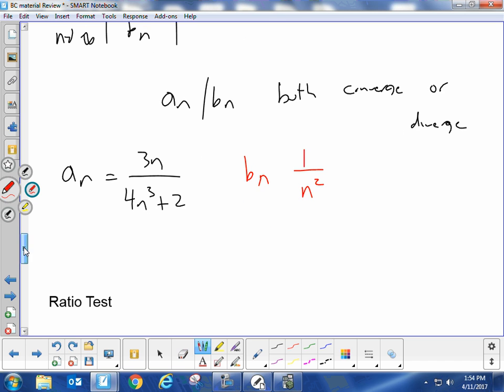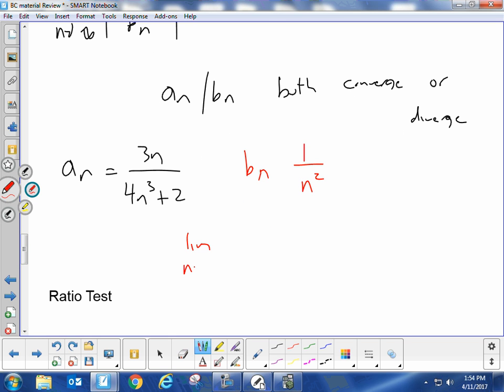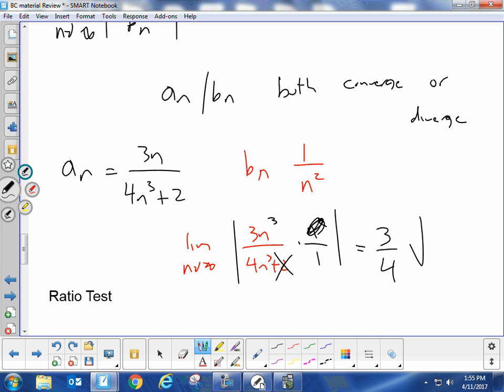And then I would look at the limit as n approaches infinity of a over b. So I'd have 3n over 4n cubed plus 2 divided by b, which is the same as times n squared over 1. Now, I know that this would be 3n cubed. If I look at the limit as n approaches infinity, the n cubes would cancel, and I would get 3/4. And I'd say, yeah, that's a positive constant.